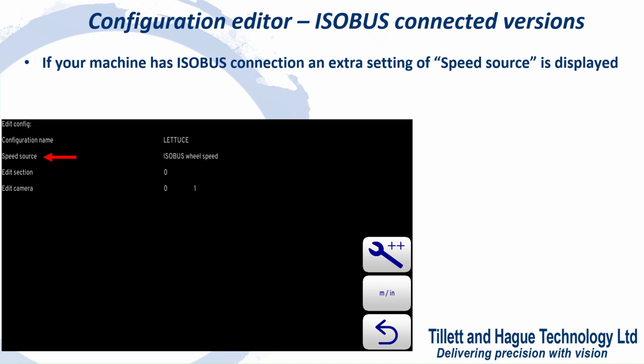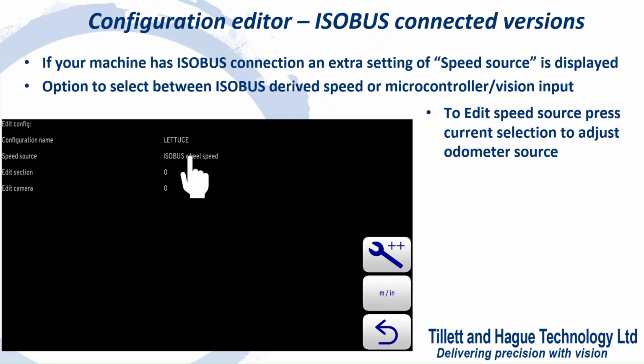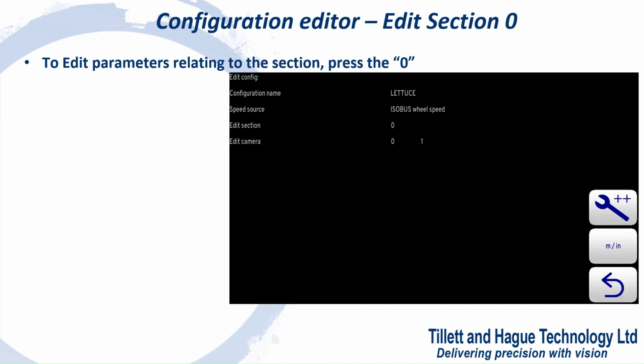If your implement has Isobus connection, an additional setting of speed source will be displayed. This gives you the option between selecting an Isobus derived odometer input or a microcontroller or vision-based odometer input. Pressing on the currently selected speed source will generate a pop-up menu for selection of your chosen odometer source from the inputs available. The currently active selection is displayed brighter than the other available options. Press on your desired speed source to select it. We will now explore what happens when you touch on the Edit section 0 index number.